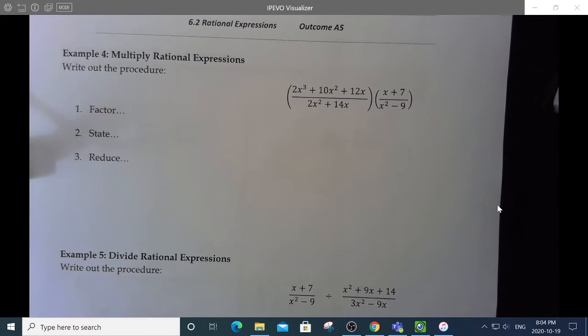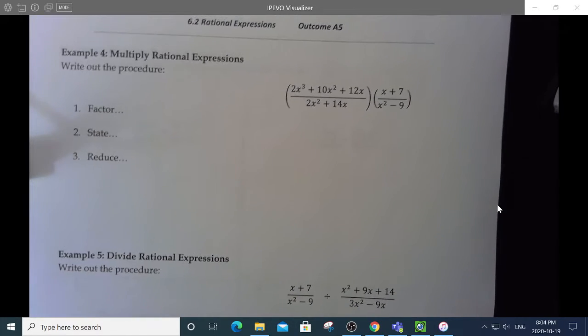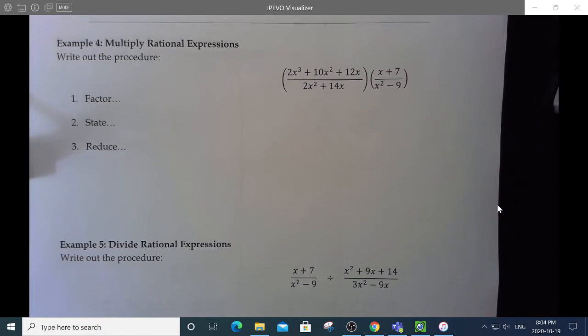Now, example four is going to ask us to multiply rational expressions. Remember in junior high when you learned how to do your fraction skills? In grade 7, they taught you how to add and subtract fractions. And then in grade 8, they taught you how to multiply and divide. And you're like, oh, this is actually easier than adding and subtracting, because in multiplying and dividing, you don't need common denominators.